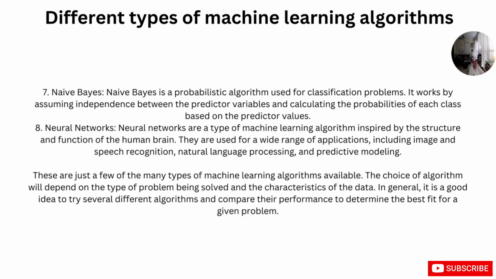Number eight, neural networks. Neural networks are a type of machine learning algorithm inspired by the structure and function of the human brain. They are used for a wide range of applications, including image and speech recognition, natural language processing, and predictive modeling. These are just a few of the many types of machine learning algorithms available. The choice of algorithm will depend on the type of problem being solved and the characteristics of the data. In general, it is a good idea to try several different algorithms and compare their performance to determine the best fit for a given problem.